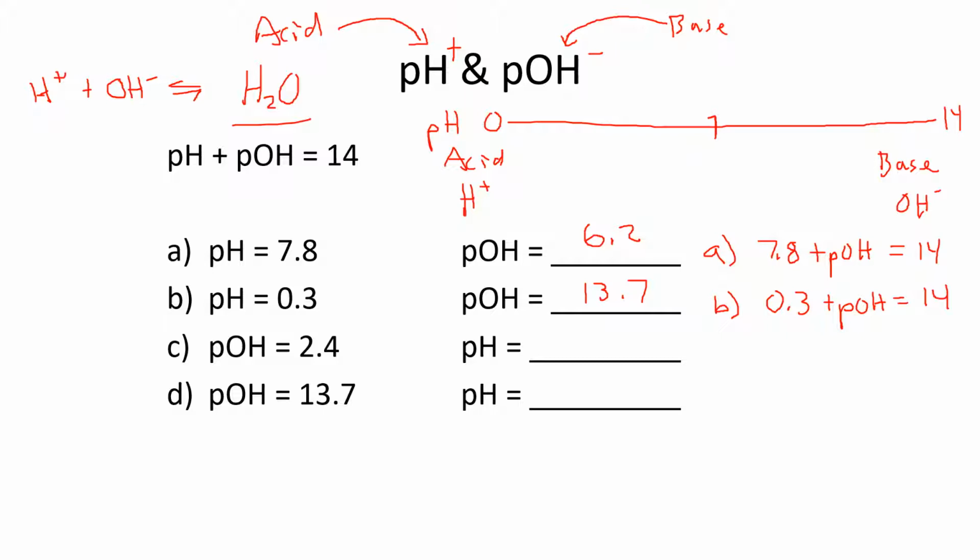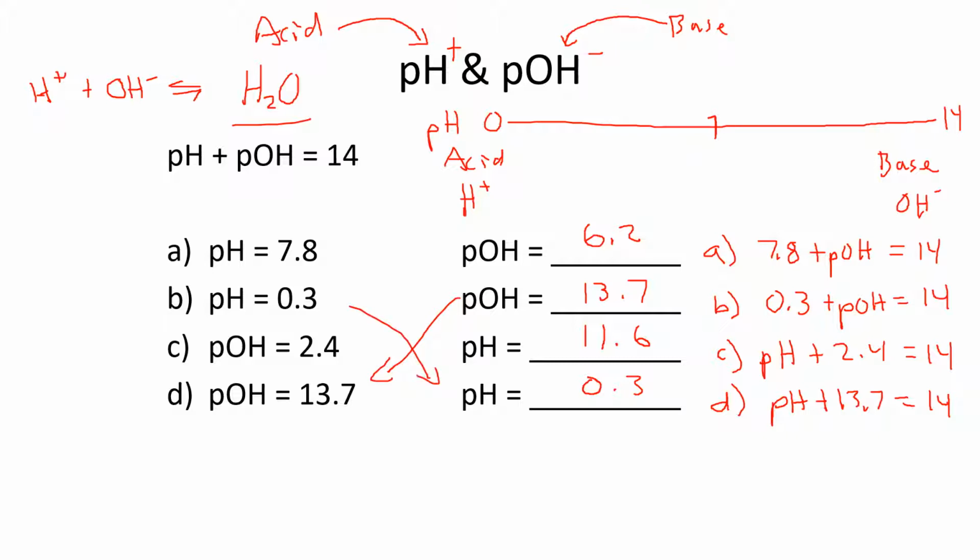All right, I got the pOH this time. Find the pH. So for C, we're looking for pH, but I know what pOH is. It's 2.4. And that still equals 14. So what's our pH this time? Yeah, just take 14 minus 2.4. 11.6. All right, let's find the last pH. So we got pH plus 13.7 equals 14. So our pH this time is 0.3, right? Just like this one. Not too bad. You guys understand the relationship between pH and pOH.